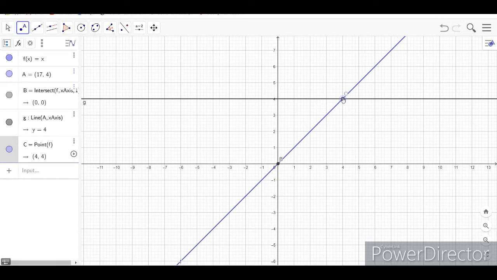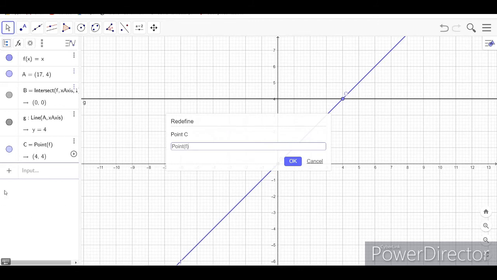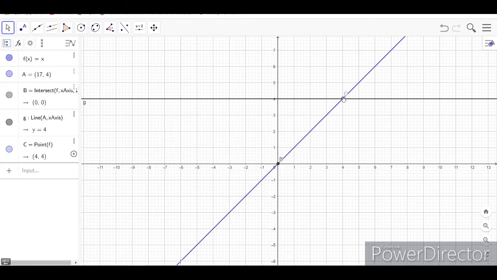We can see that this line parallel to the x-axis is meeting the curve at only one point, that is point C. At only one point it is meeting. So 4 is mapped to 4.